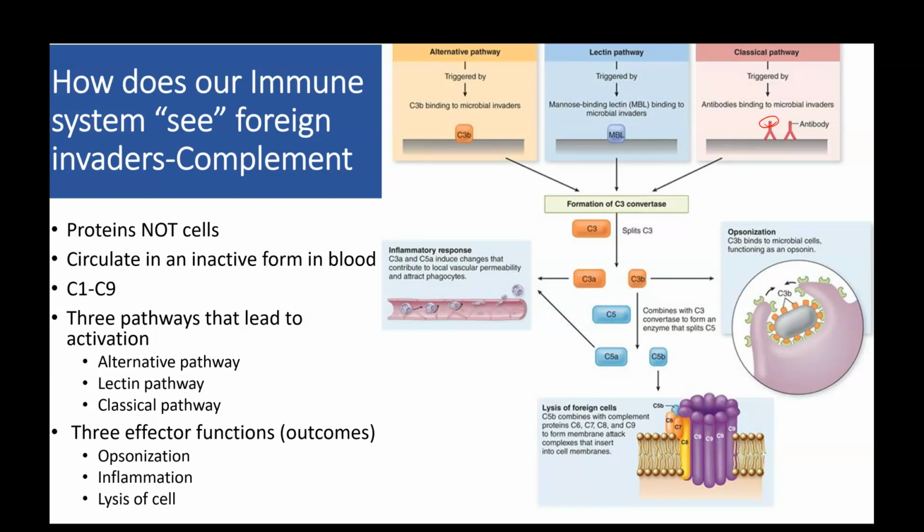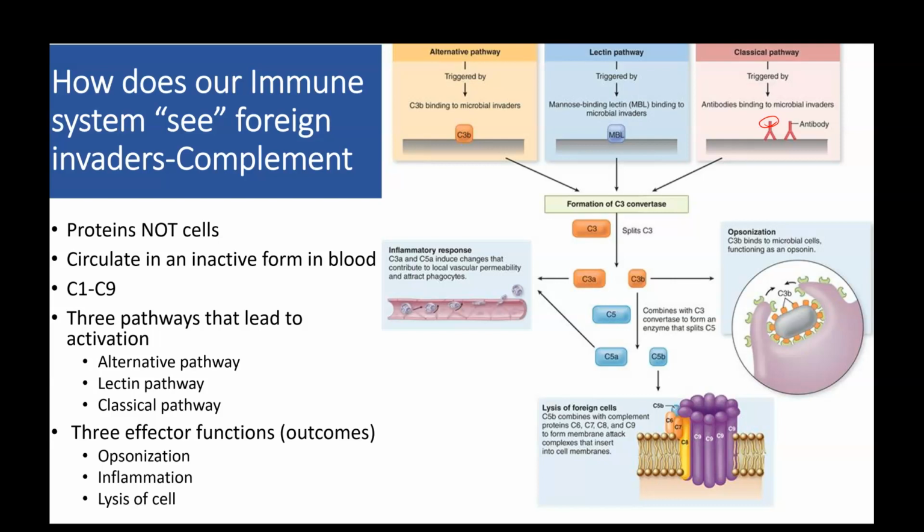Another way is the lectin pathway. There's a protein called mannose binding lectin, and it binds to different microbial invaders. This can directly activate complement as well. And then there's also another pathway where C3b can actually bind to bacteria and viruses itself, so it can directly attach to foreign pathogens as well. So there are 3 different pathways that can eventually lead to activation of complement. And this is where they all combine.